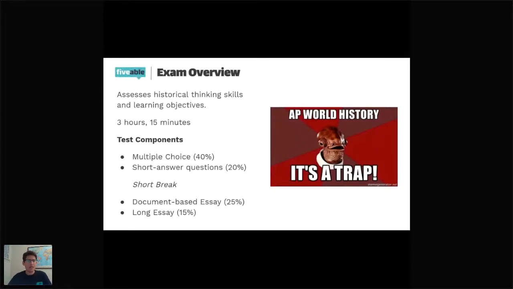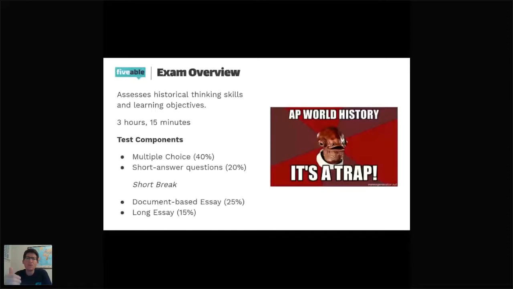And it does this in 4 ways. The first section is multiple choice. That is 40% of the exam. It's the largest single section. It takes about 55 minutes to complete. It used to be weighted a little more heavily in the earlier test, but the shift has been towards skills and writing, so we've seen it reduced in importance, or in percentage of the overall.